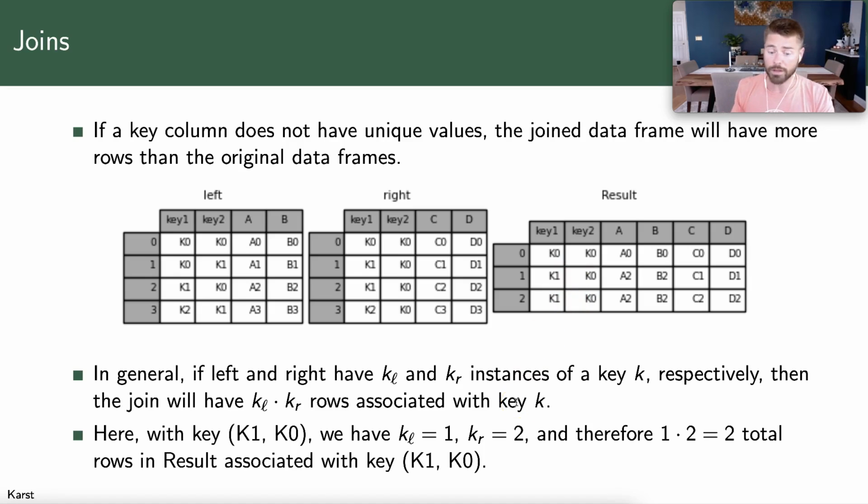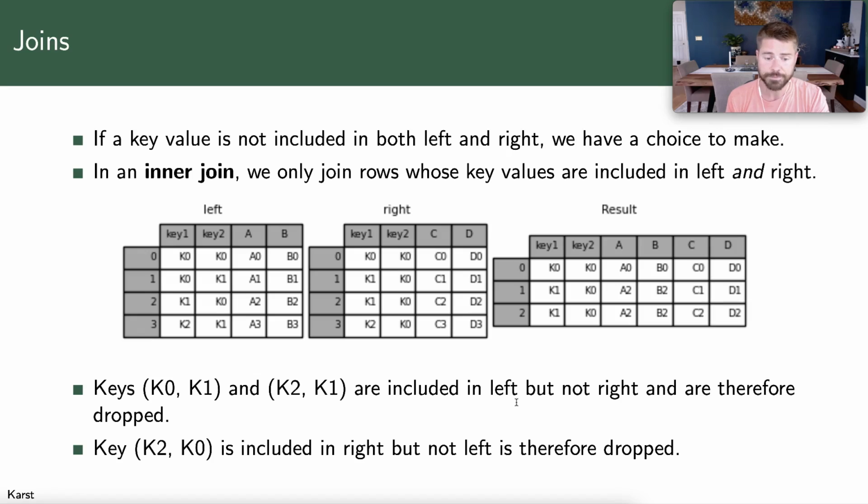But this number could get quite large, right? If I have 10 over here and 20 over here, I'm going to have 200 in the result. And that can really blow up on us. So the way we choose what to keep and what to throw away determines the flavor of the join.